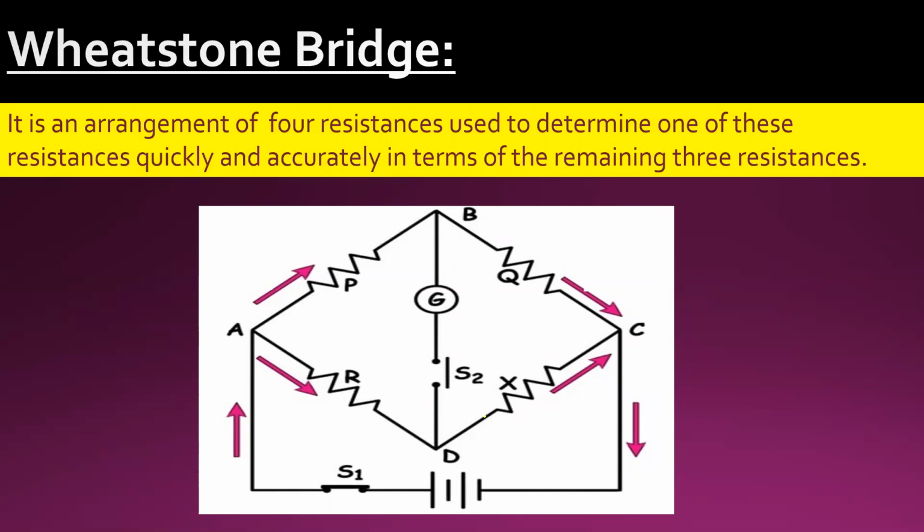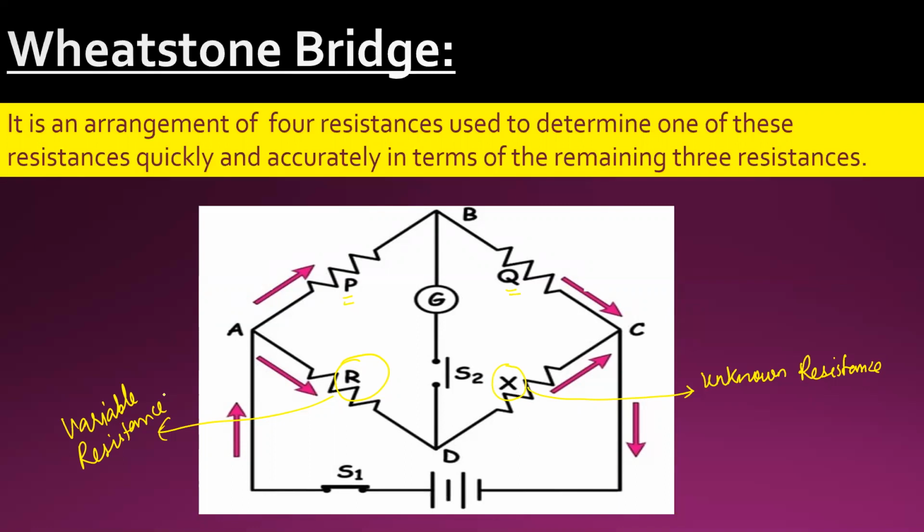In this bridge, P and Q are the given resistances. These 2 resistances are the given resistances. Suppose X is the resistance which is unknown to us, and we have to determine this unknown resistance. Here R is, suppose, a variable resistance which we can vary according to our calculations. So this bridge can be used to determine this unknown resistance X.